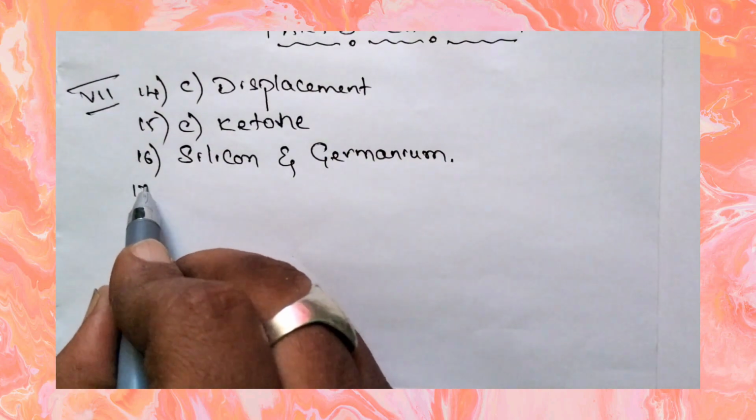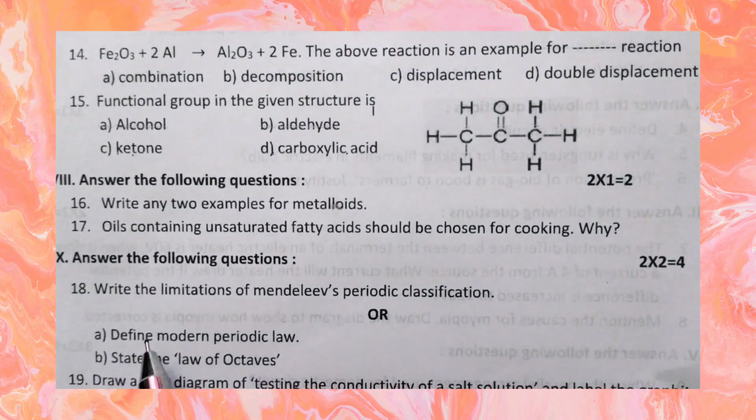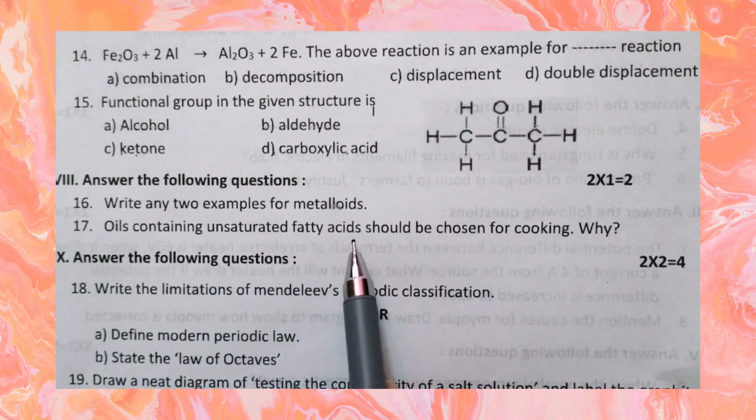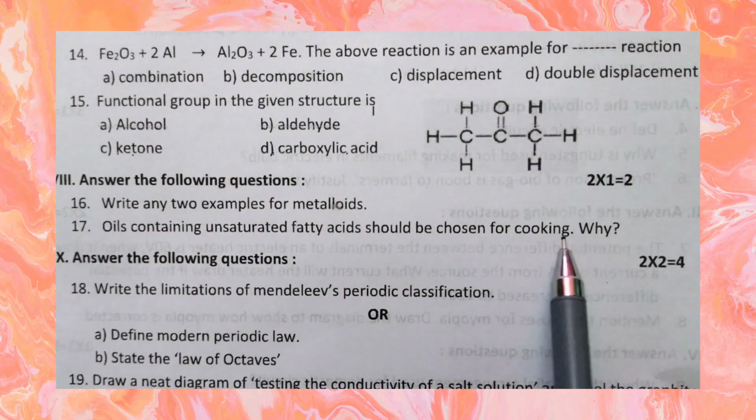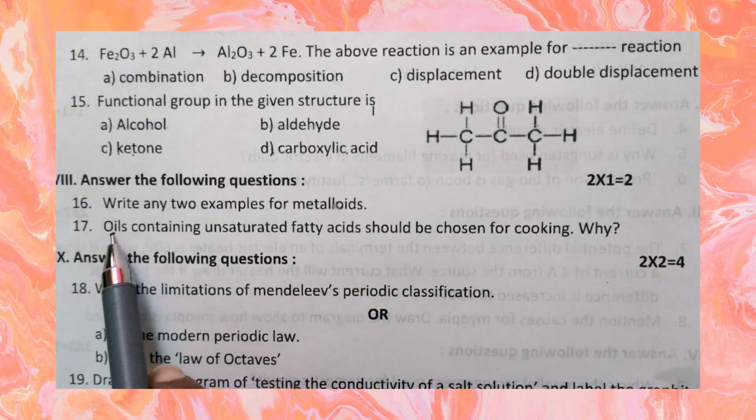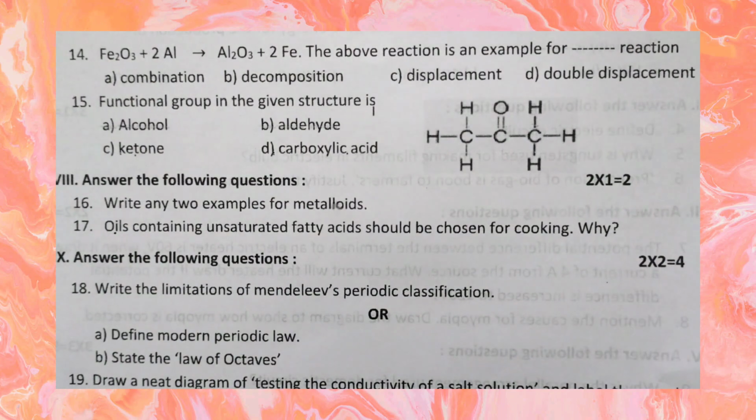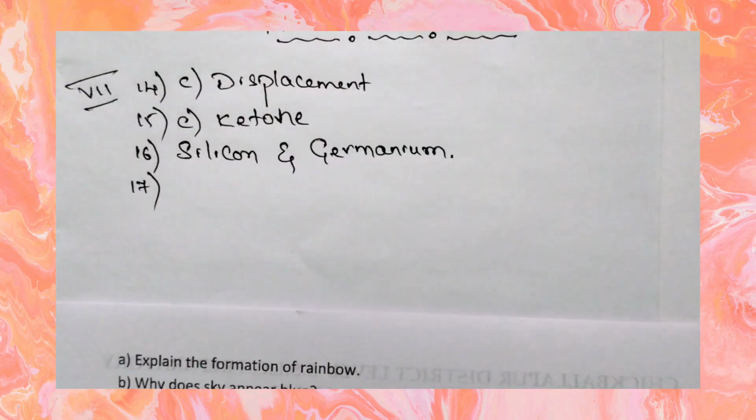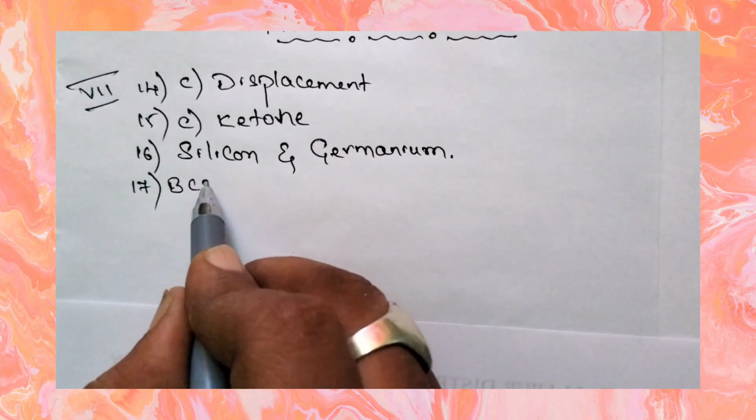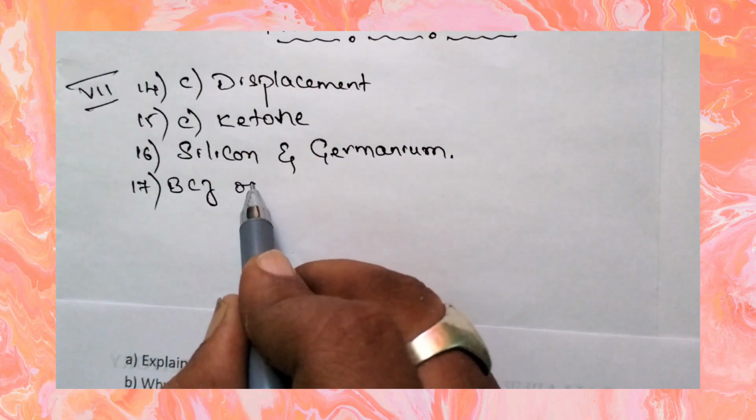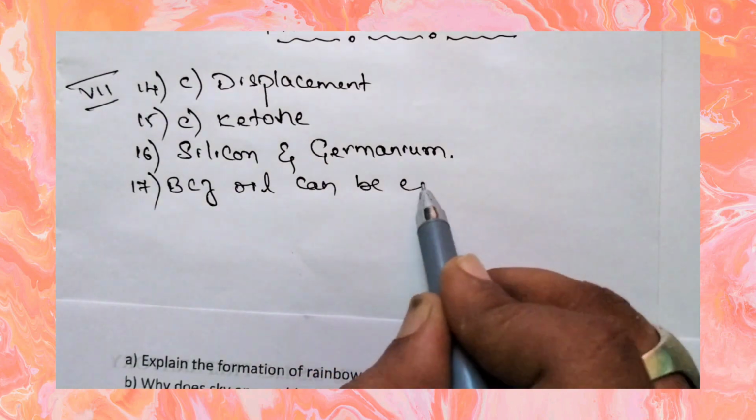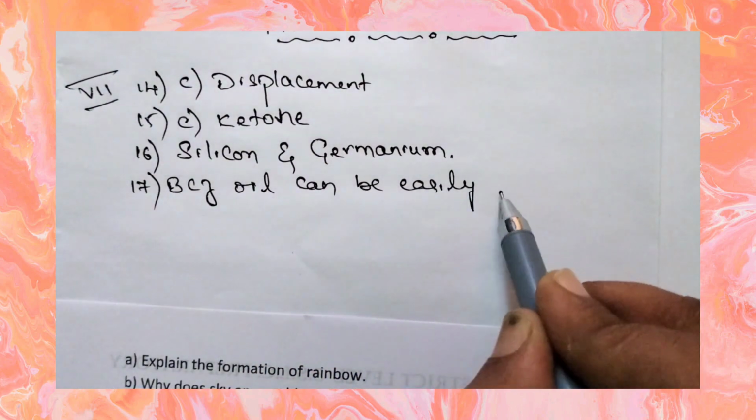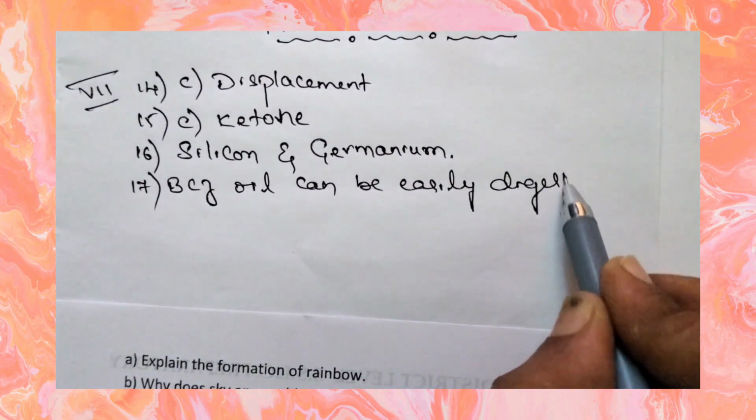Then let us answer the 17th question. The 17th question is, oil containing unsaturated fatty acid should be chosen for cooking. Why? So unsaturated fatty acid, that is oil, is used for cooking. For this, let us answer: because oil can be easily digested.